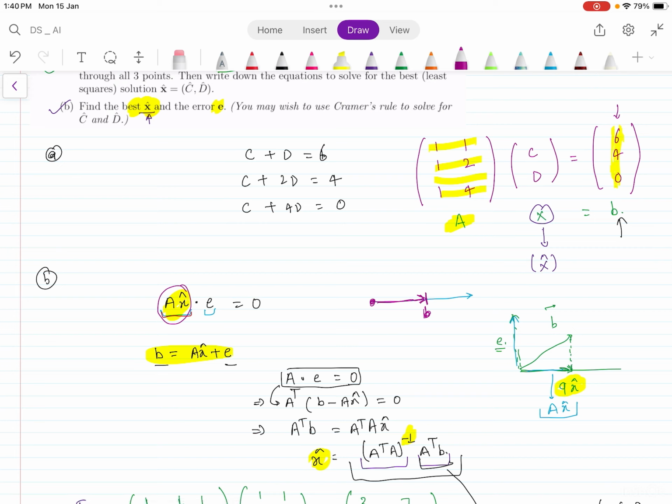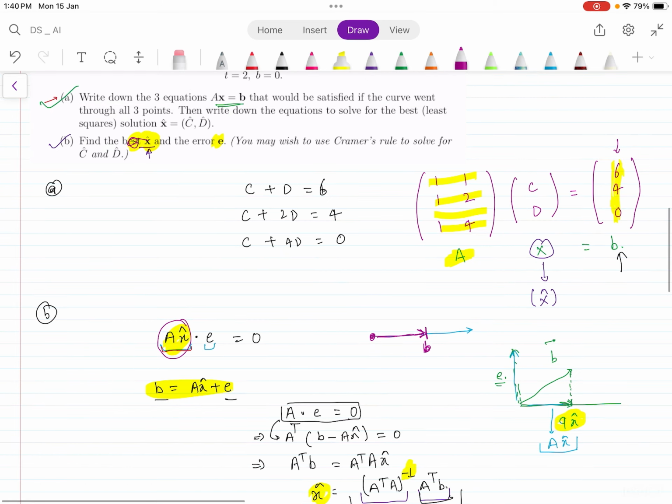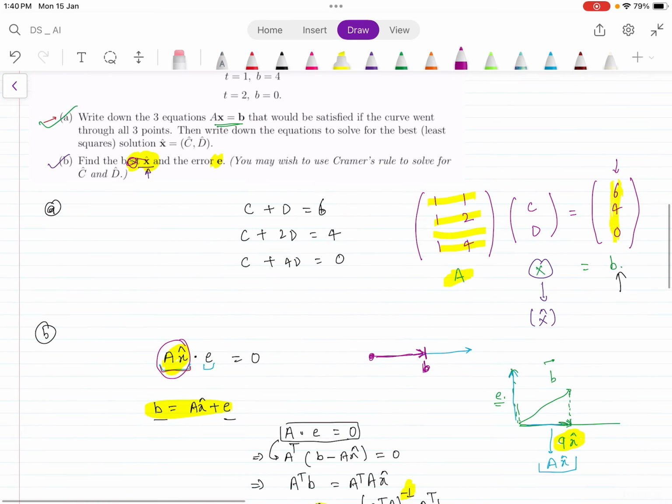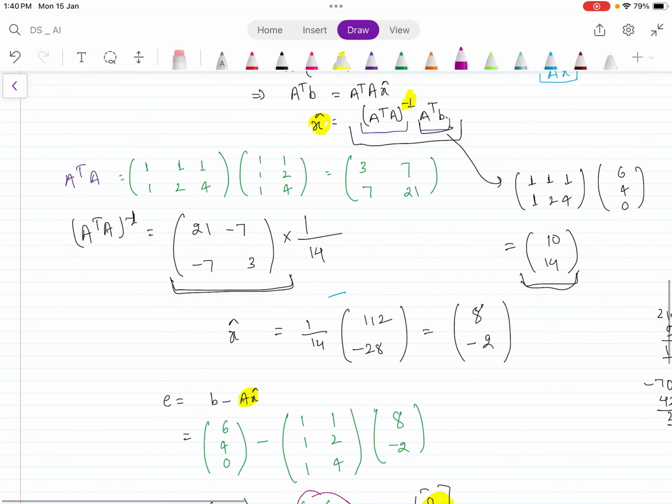So I have gone through the general process of finding the best x. You can apply this process to any problem. If you have a similar kind of problem, then you can apply this whole process and you will get the answer.